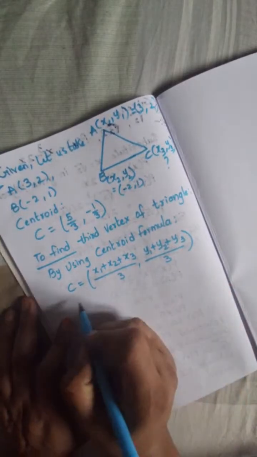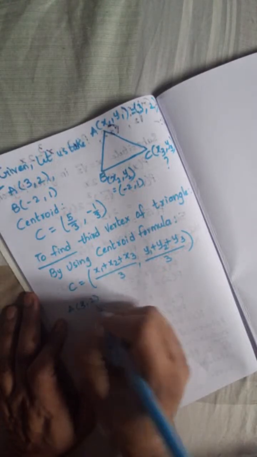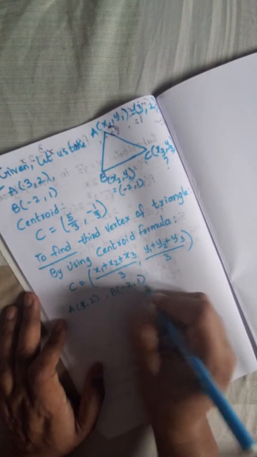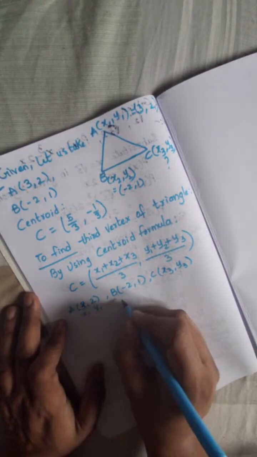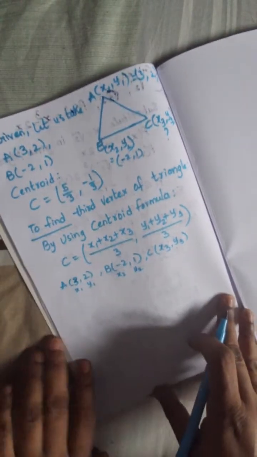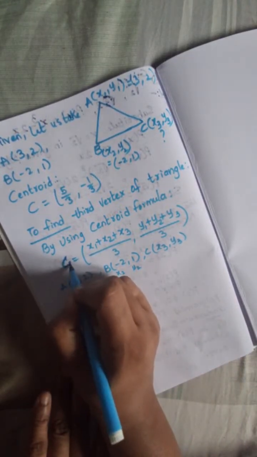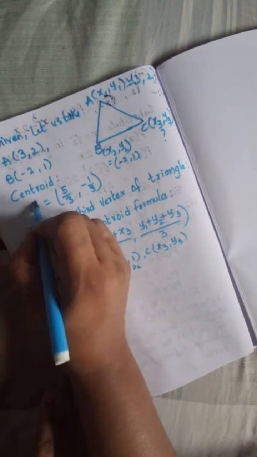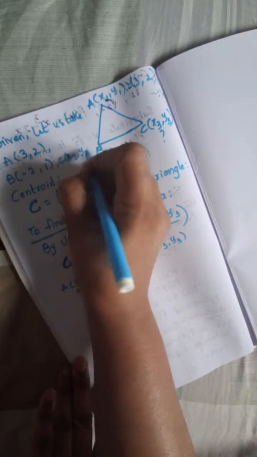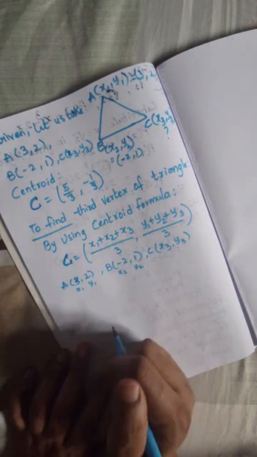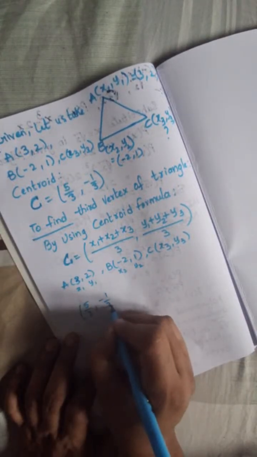Now the given values: A is 3 comma 2, B is minus 2 comma 1, and C is x3 comma y3. This is x1 y1, x2 y2. So substituting the values, we get the third vertex C. The centroid is given as 5 by 3 comma minus 1 by 3, and the third vertex is x3 comma y3. Now we have to substitute values.